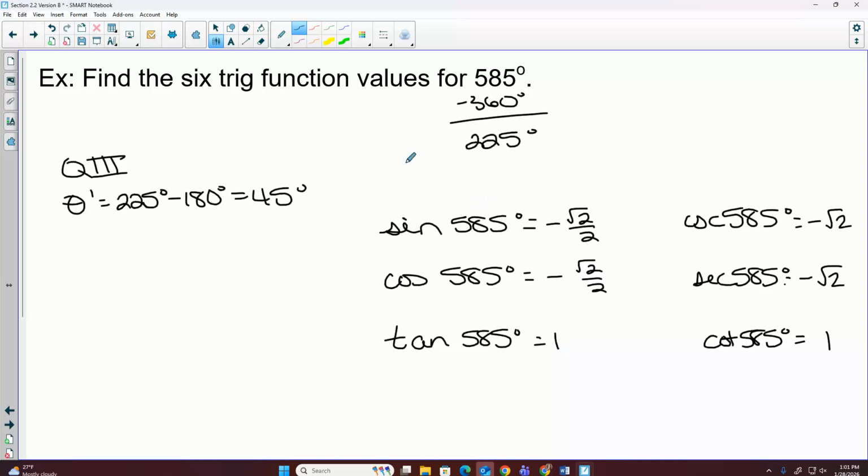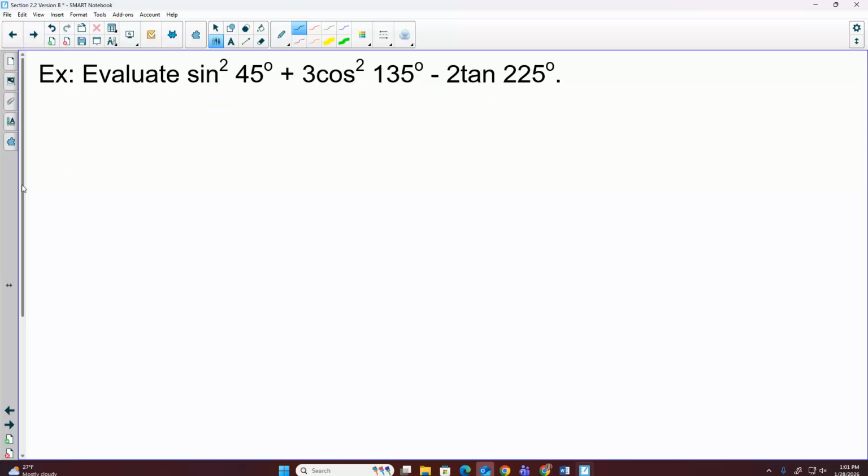Problem for today. All right, we've had some problems like this before. We just have to evaluate each of these pieces so that we can simplify our entire expression. When I see sine squared of 45 degrees, that means I have to take the sine of 45 degrees and square my answer. What is the sine of 45 degrees? Radical 2 over 2.